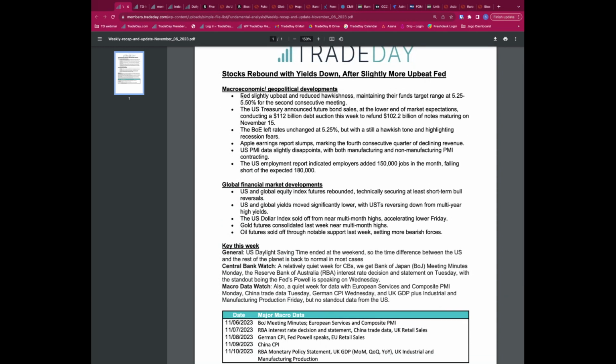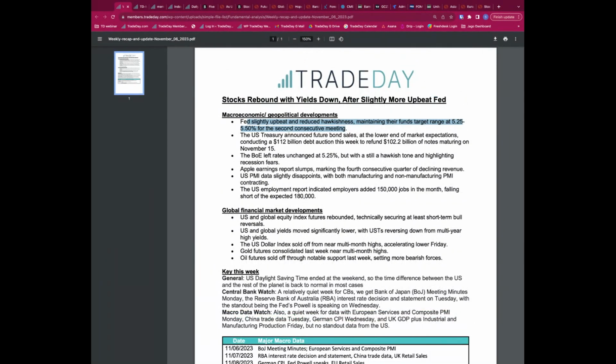We had the Fed last week, and these articles are the weekly recap and update. I posted this yesterday in the fundamental reports, which is where you're looking right now. Whether you're watching live or on the catch up in the members area, below where you are right now, on the left hand side, there's the technical analysis reports. On the right hand side, underneath where you're looking right now, is the fundamental reports.